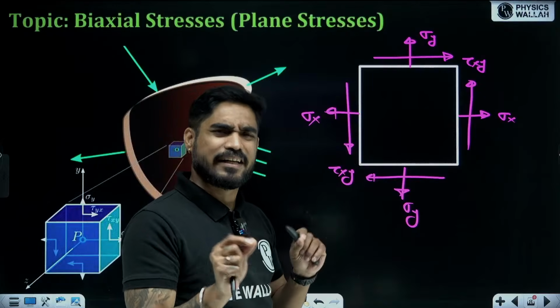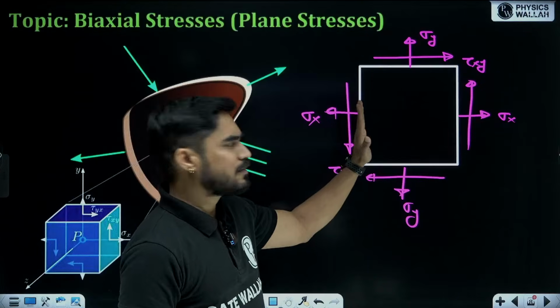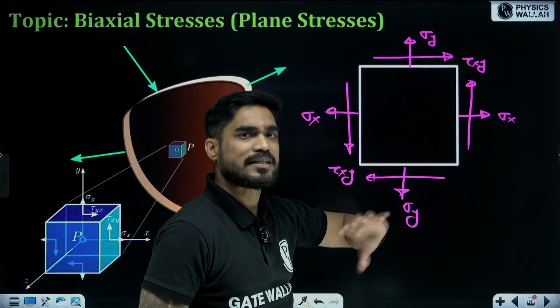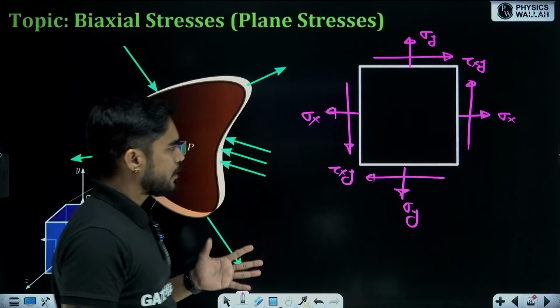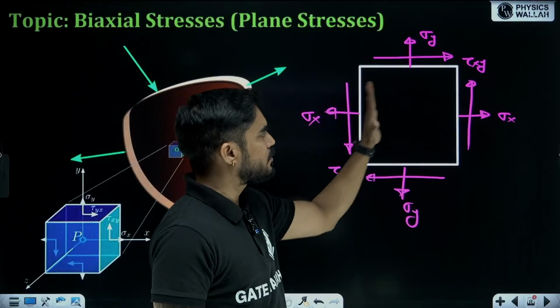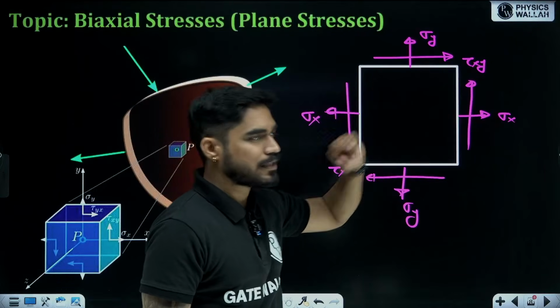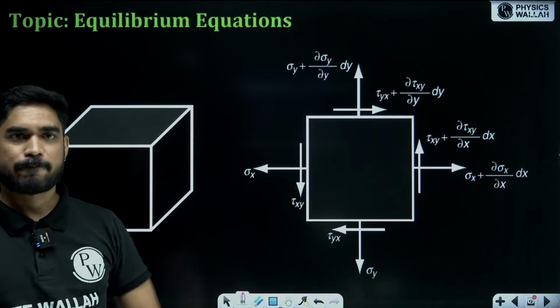Right, slightly, because it is a very small element. So the stress from this phase to this phase will not change drastically, it will only change slightly. So if you draw the actual diagram considering the change in stress from one phase to another phase, from this phase to this phase, it will look like this.